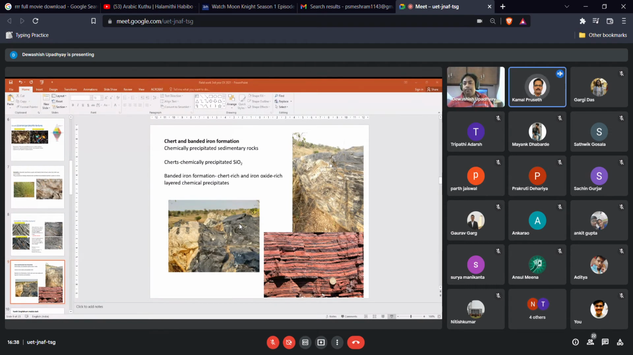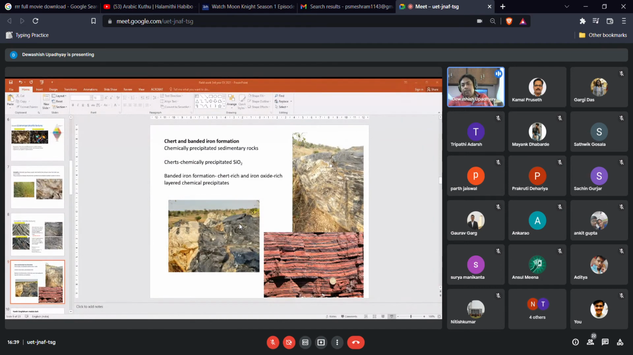Remember, all these photos you are seeing are from your Singhbhum Craton, not taken from some foreign photos or from some books. These are all taken from the field. So they are really present in the Singhbhum. So, the chemically precipitated sedimentary rocks.